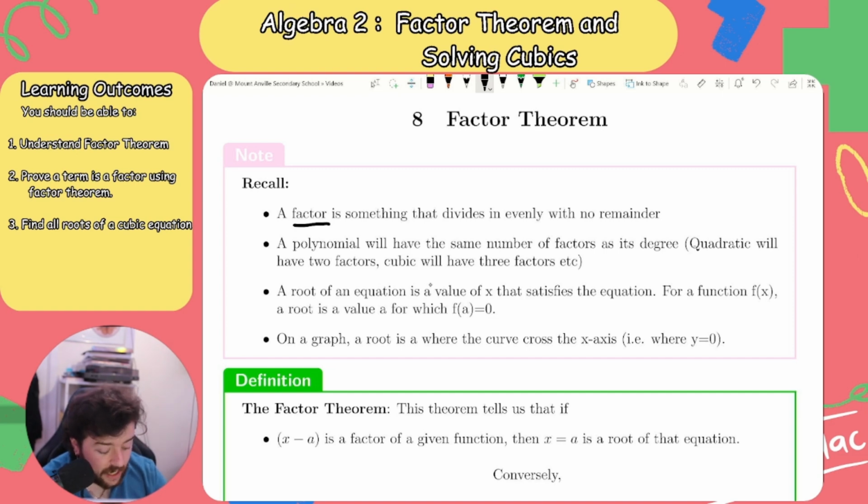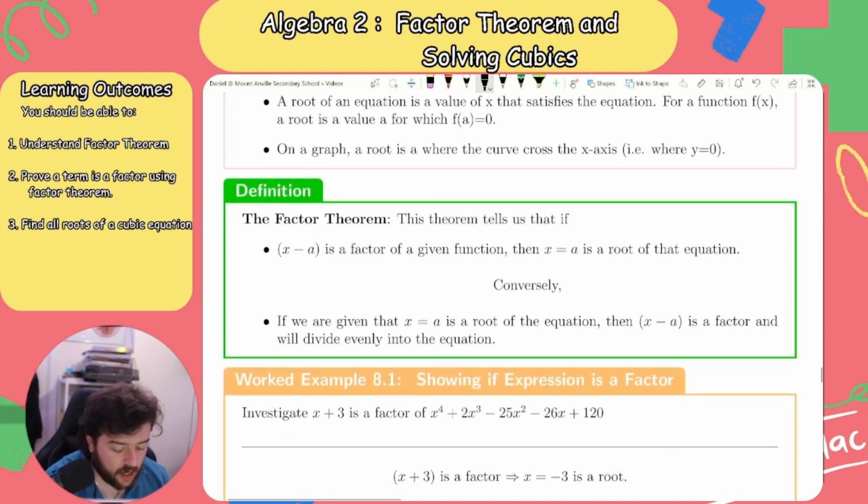A root of an equation is the value of x for which, when we sub it into a function f(x), f of x equals 0. So when we sub in a value of x, my function equals 0. And on a graph, a root is where the curve crosses the x-axis, i.e. where y equals 0. So what is the factor theorem?